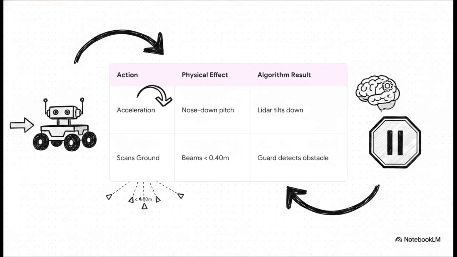By logging the robot's physical pitch right alongside its LiDAR data, the root cause finally emerged. Forward acceleration actually caused a physical effect. The robot's body pitch nosed down by about 3 degrees. This physical tilt pointed the LiDAR straight downward. The beams hit the floor, reading less than 0.40 meters, and the algorithm did exactly what it was programmed to do. It detected an obstacle and stopped the robot. The software was flawless, but the physical dynamics created a massive false positive.